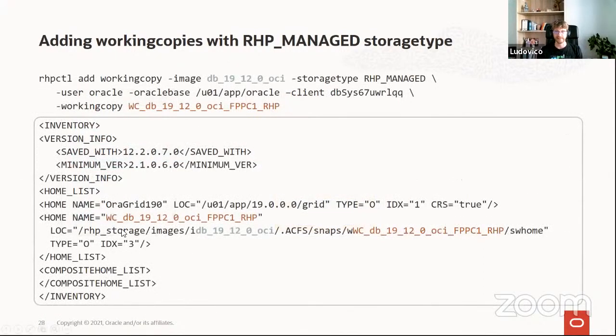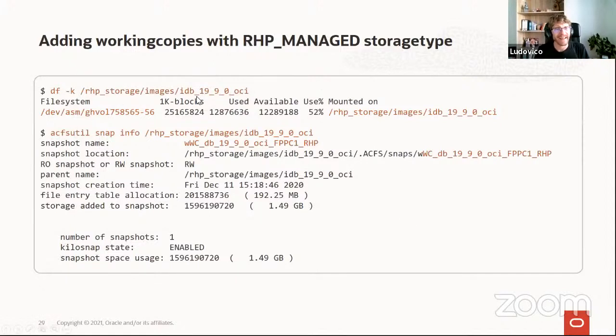But this means that this is what you get as an Oracle Home. So you cannot specify the path anymore because it takes the mount point that you have specified when you have created the client. And you will have the name of the image, .acfs, so this is a hidden file system, snaps, working copy name, software home. So this is your final Oracle Home. And I know that it's ugly to see, but yeah, that's how it is. And I can see, again, on the client, this time I can see that I have an ACFS file system and a read-write snapshot that is my actual Oracle Home.